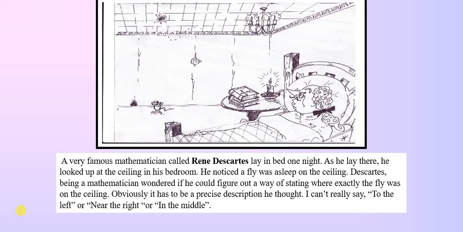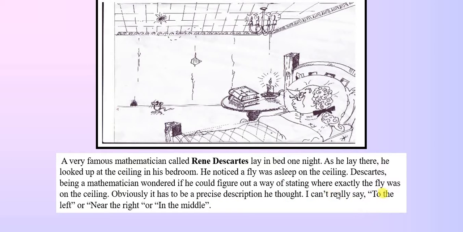So before we look into the rectangular coordinate system, let's first see its history. A very famous mathematician called René Descartes lay in bed one night. As he lay there, he looked up at the ceiling in his bedroom. He noticed a fly was asleep on the ceiling. Descartes, being a mathematician, wondered if he could figure out a way of stating where exactly the fly was on the ceiling. Obviously, it had to be a precise description, he thought.